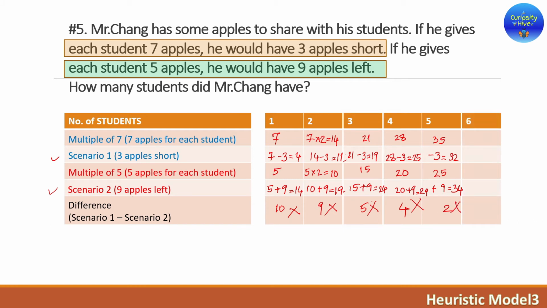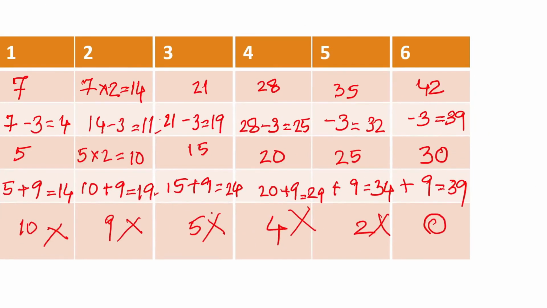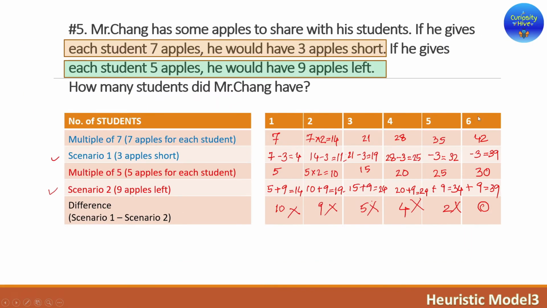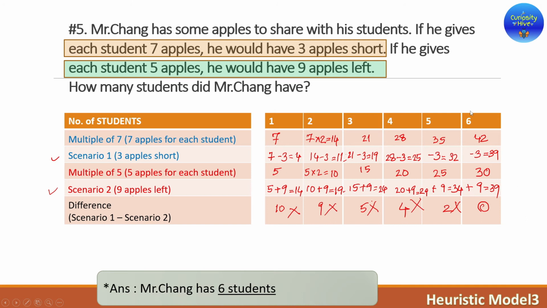Let's try if he has 6 students. Well, 6 times 7 is 42. And in the second scenario, if 5 apples were given to each, well, 30 would have been given. And as per the first scenario, if 42 were given, he would have been short by 3 apples. That is equal to 39. And in the second scenario, if 30 were given, he would have had 9 apples extra, which is equal to 39. Now, both of them have the same number, so the difference would be 0. That means 6 is our right answer. So that means Mr. Chang has 6 students.